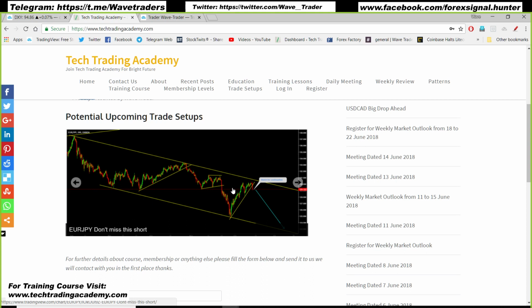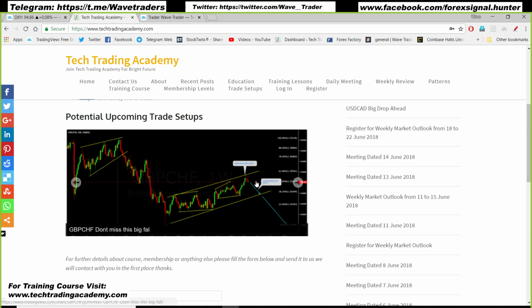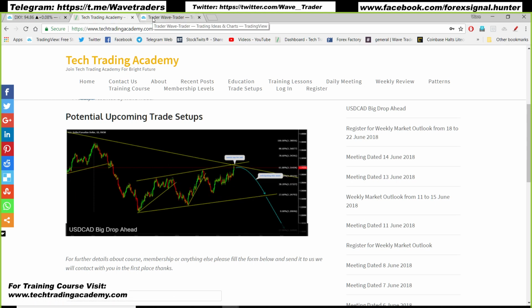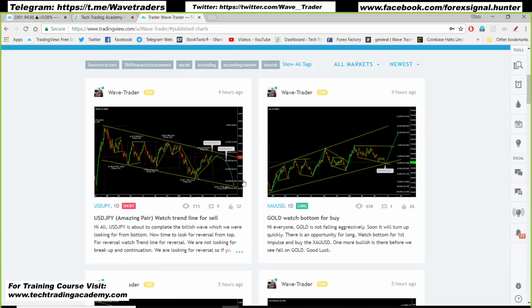Okay, so, one more drop on the euro yen. I have shown you that trade last week as well. So this week you guys need to look for continuation, more downside. Pound swiss franc breakdown, it is already going down. These are the hot setups you guys need to look for. You can look for these setups on my TradingView profile as well.